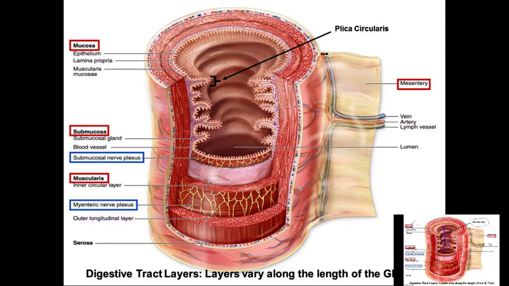fibromyalgia cases. Another important part of the mucosa is the lamina propria, and you'll see why that's important in just a minute. There's the submucosa. There's the muscularis. And then the outermost layer is the serosa, also known as the peritoneum.